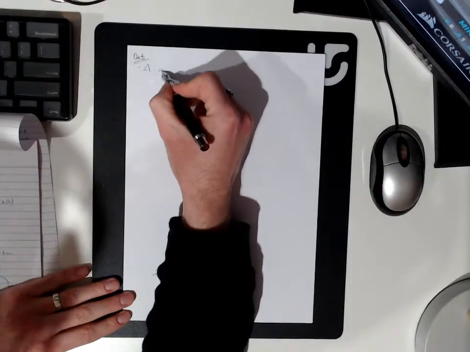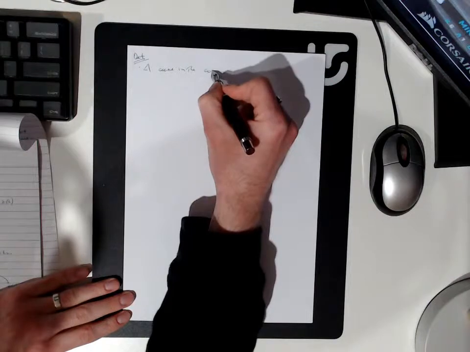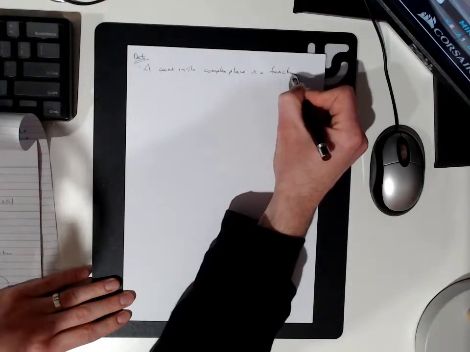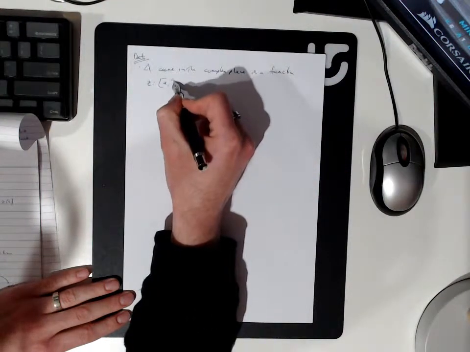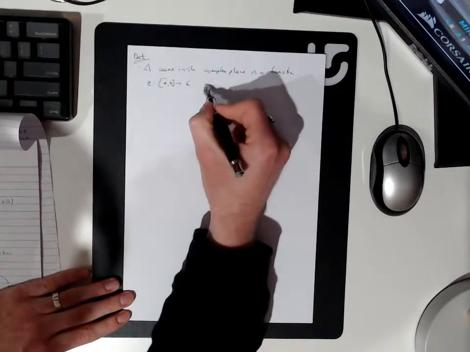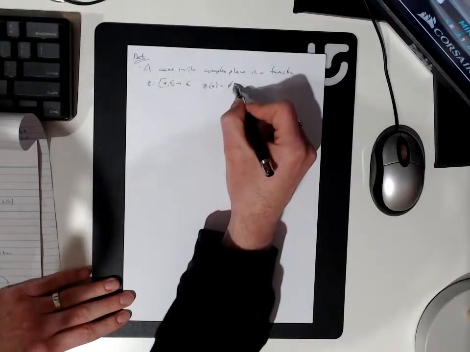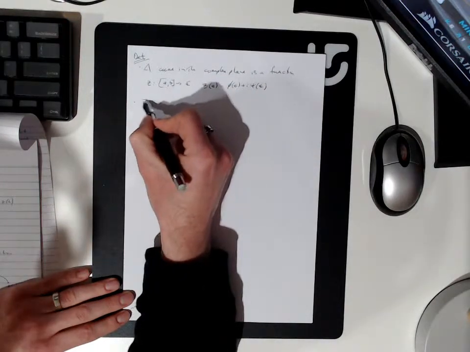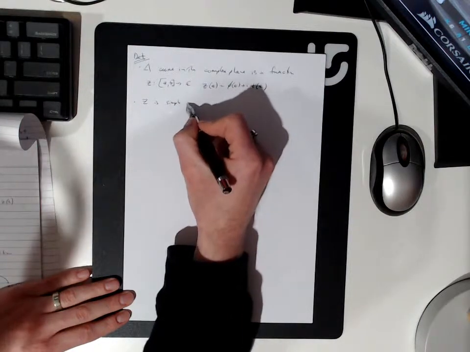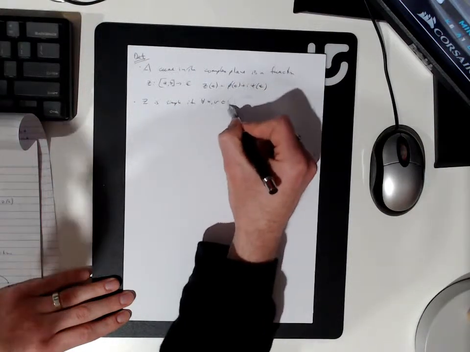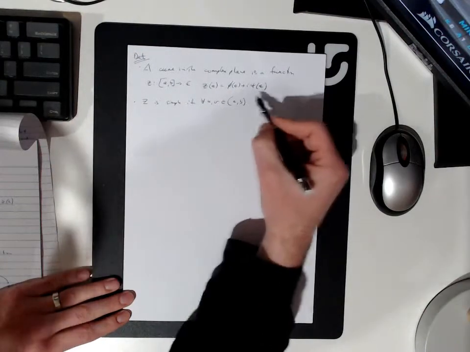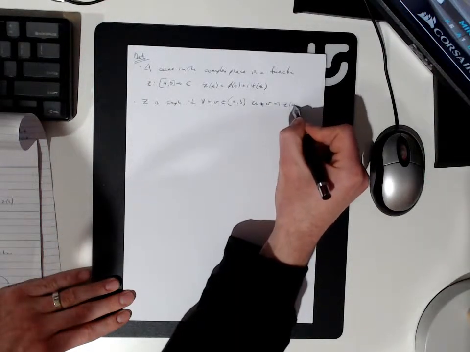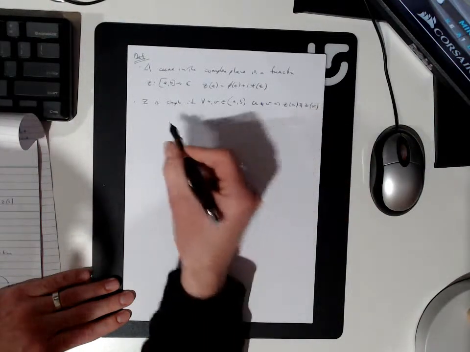Okay, some definitions. A curve in the complex plane is a function into the complex numbers, and as before we can write this as, for example, phi of t plus i psi of t. z is simple if for all u and v inside the open interval defining the curve, u not equal to v implies that z of u is not equal to z of v. So in other words, the curve can't cross itself.